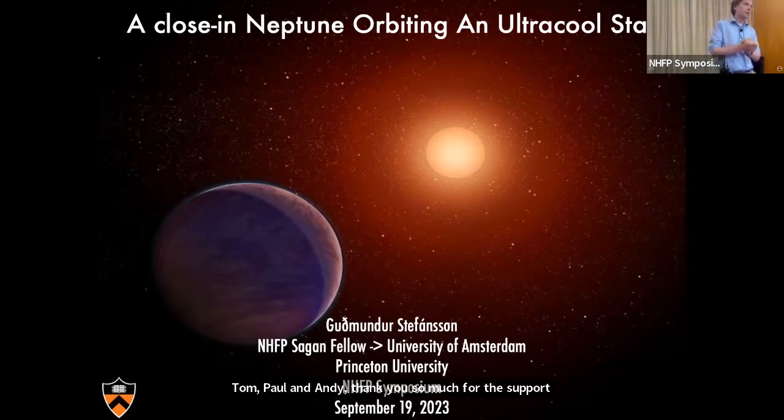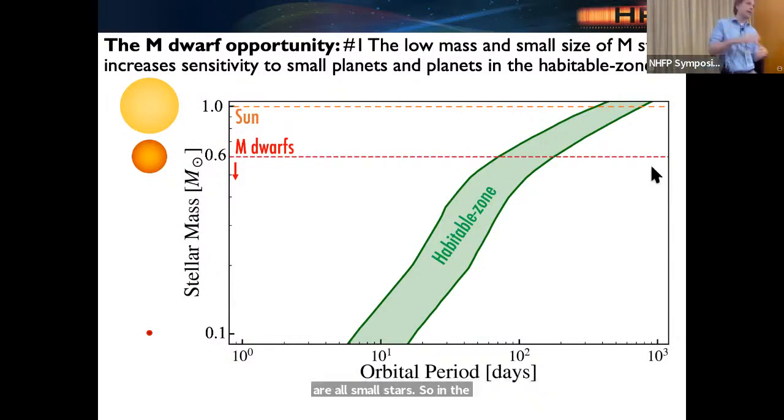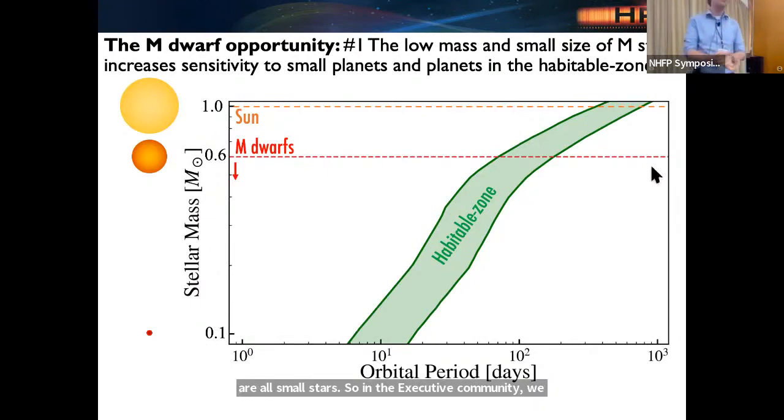I'm excited to talk to you about a new discovery of a surprisingly massive planet around a surprisingly small star. So let's dive in. Why do we care about detecting planets around small stars? In the exoplanet community, we often talk about the M-dwarf planet opportunity, because there are really many reasons why detecting planets around M-stars or low-mass stars is really exciting.